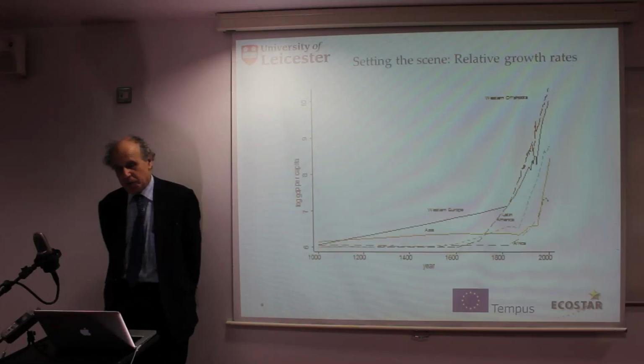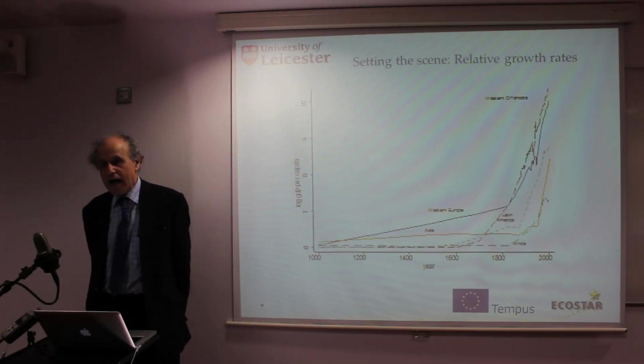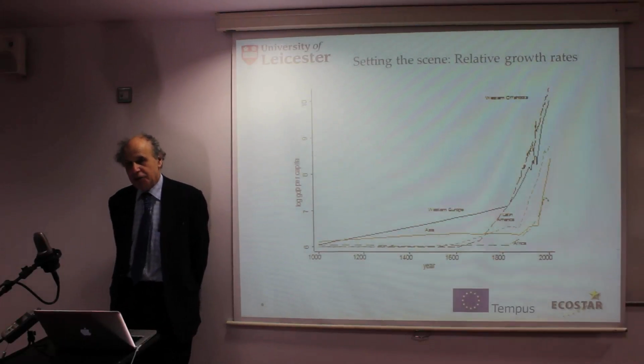So, just to set the scene again, on the slide you see the relative growth rates of various different parts of the world, and what you can see is where growth took off in Europe around 1800 or so. The rest of the world has followed a similar upward trajectory, but with growth taking off rather later, and in some cases sufficiently late that those parts of the world are a long way behind the developed parts of the Western world and its offshoots.